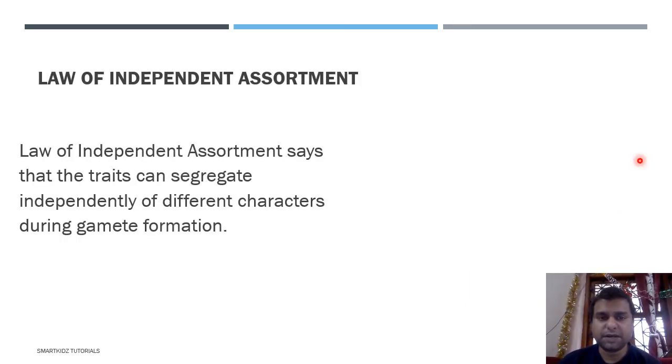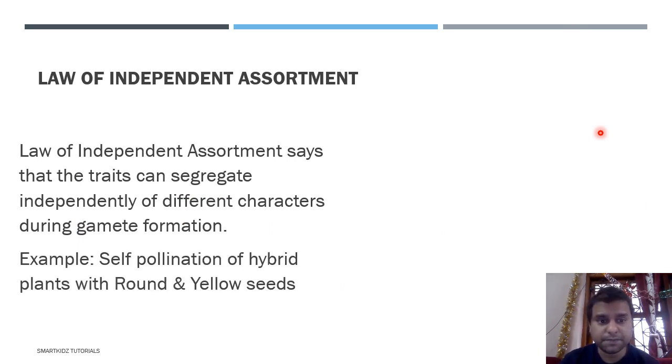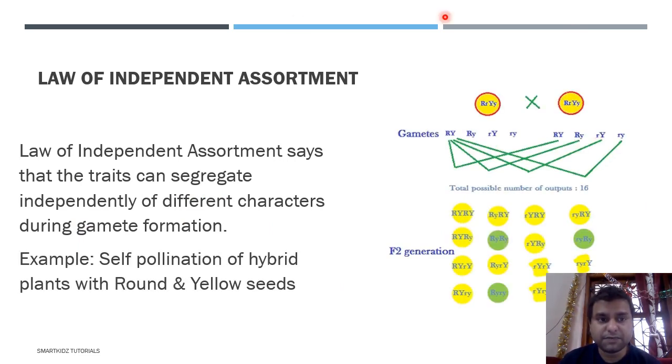Coming to the law of independent assortment. The law of independent assortment says that the traits can segregate independently of different characters during gamete formation. So, self-pollination of hybrid plants with round and yellow seeds. In other words, what the law of independent assortment says is that there are two traits involved over here, round seeds and yellow seeds, or wrinkled seeds and green seeds. How round seeds appear has no bearing over the color of the seed.